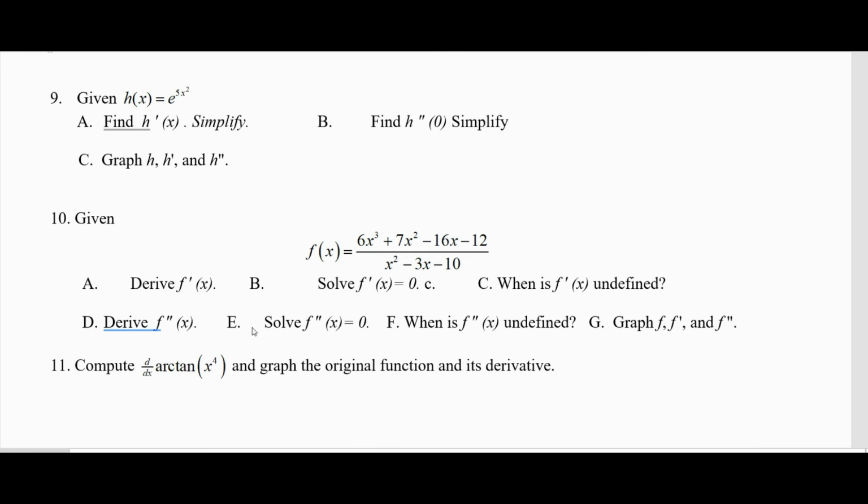Okay, number 10, derive f prime of x given that f of x is the rational function with numerator 6x cubed plus 7x squared minus 16x minus 12, and denominator x squared minus 3x minus 10. Solve the derivative equal to 0 for x and find out when f prime of x is undefined.